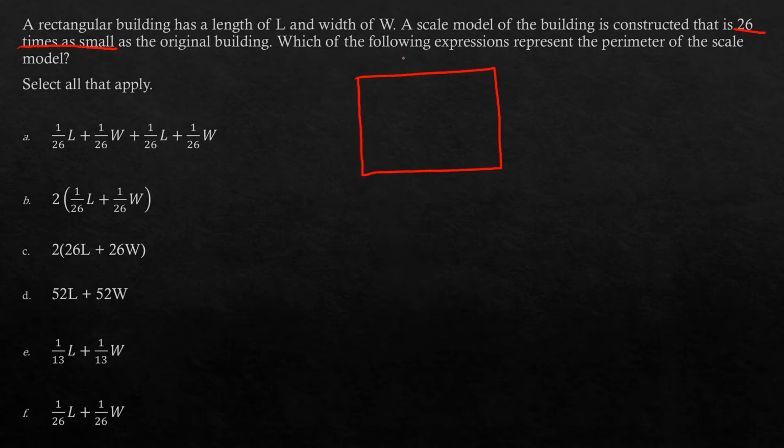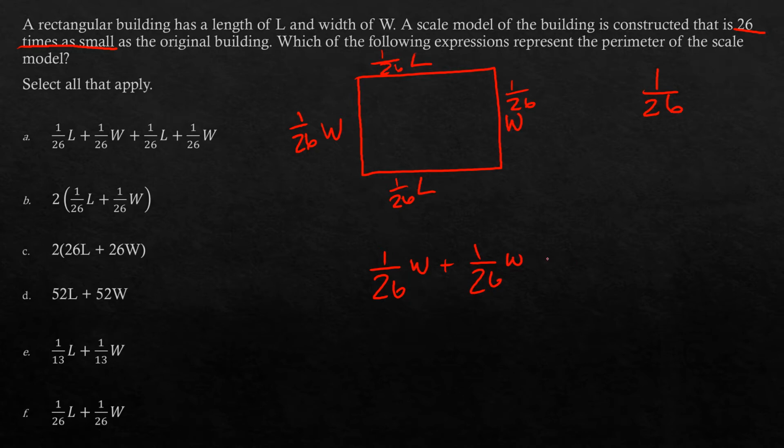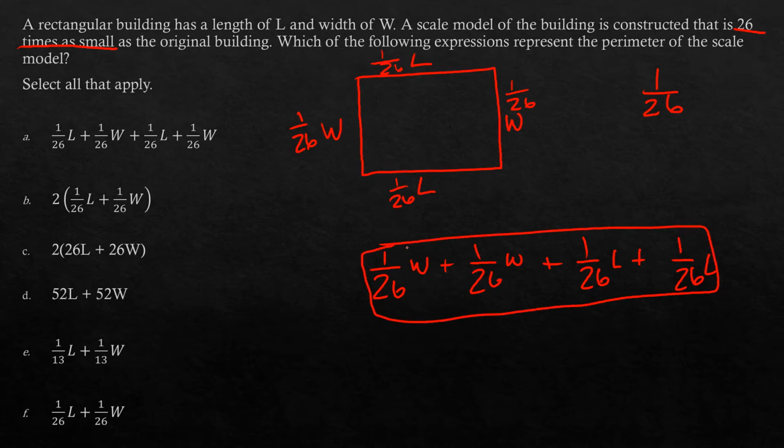your width times 2, right? Because I have length plus width, you're adding all of these together. Now, if it's 26 times smaller, that would mean my scale factor is 1 over 26, okay? So I would have 1 over 26L, 1 over 26L, 1 over 26W, and 1 over 26W, which means if I were to take all of these and add them together, that would give me my perimeter.